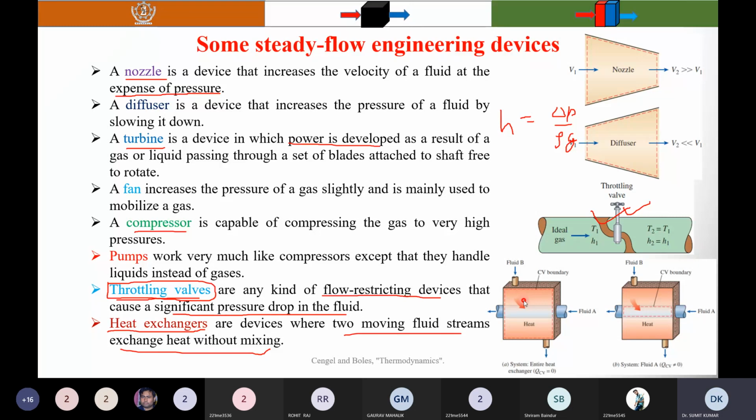Now I have considered the control surface, you can see the dotted line. So this is the control surface, meaning I have considered both fluids as one system. So there is no heat transfer from this control volume to the surroundings. So you can simplify the steady flow energy equation.